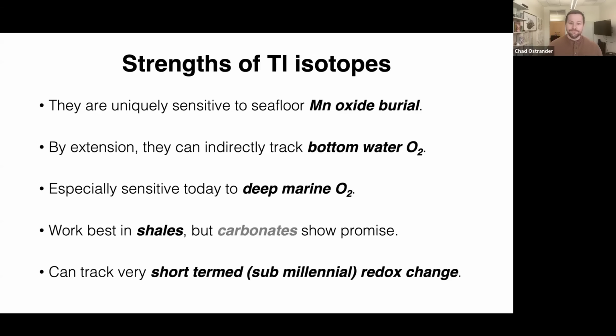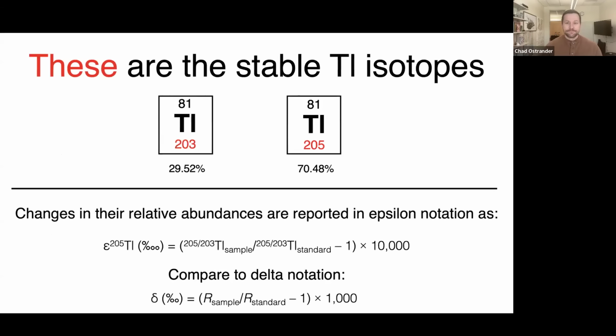That is where the techniques and the proxy were developed, but we're also extending it into carbonates, and carbonates are showing some promise. And what we're also learning about thallium isotopes is that they can track really short-term global scale redox change. So even redox change occurring on submillennial, single thousand year timescales. All right, so diving right in.